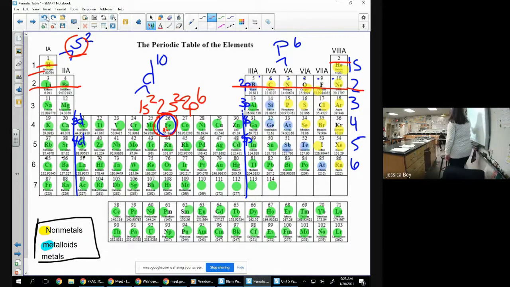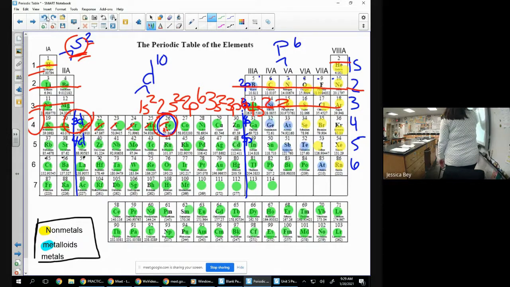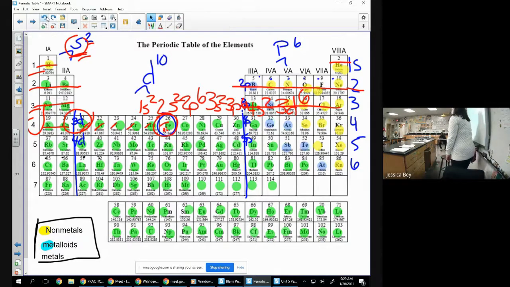So I'm at 2P6. Then I'm at 3S2. And I'm still reading here. 3P6. And then you go 4S2. And then right here, though, it drops to 3D. 1, 2, 3, 4, 5, 6. So 3D6 would be my final answer.